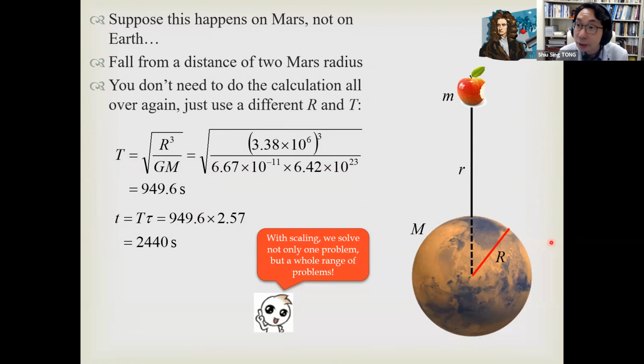So the calculation is the same, because the calculation does not involve the mass and the radius of the planet, right? So the calculation remains the same. I can still use my dimensionless time and multiply by the new time scale, and I get the time corresponding to the actual falling time of an apple to the surface of Mars. Okay, so it's a very powerful method. I solved not only one problem, but a whole range of different problems. Okay, so that is the idea.